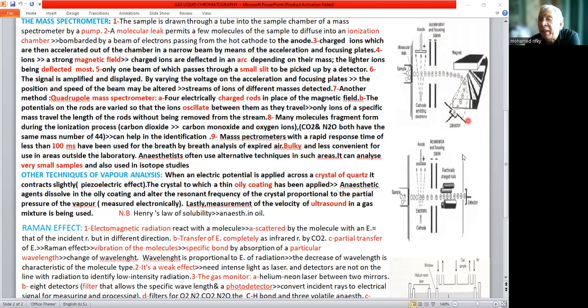And instead of this magnetic field, we can have 4 poles electrically charged. We call it a quadrupole mass spectrometer, instead of this magnet, and it goes in the same way as the previous one. We have a molecular leak, and then we have a cathode and anode, an ionization, and then we control the voltage of these rods to choose the specific beam, which will be identified and recorded by a detector.